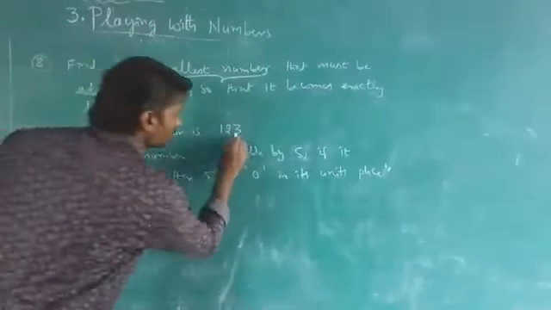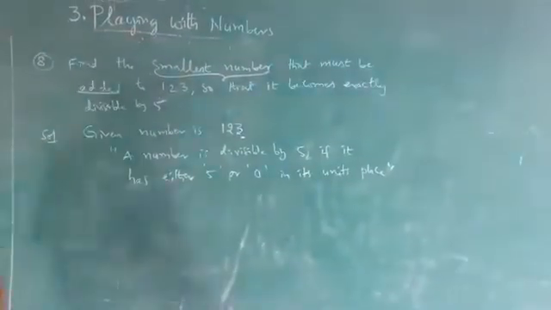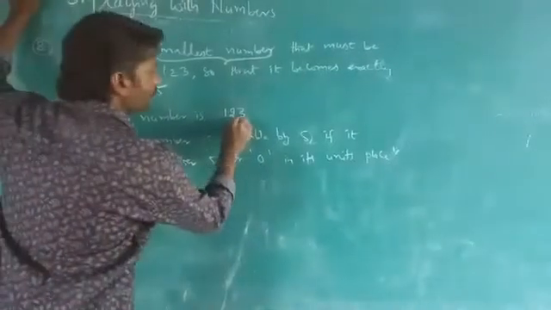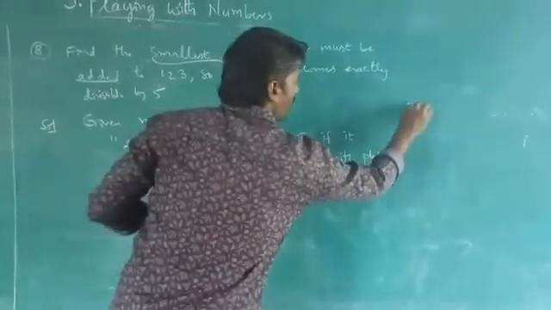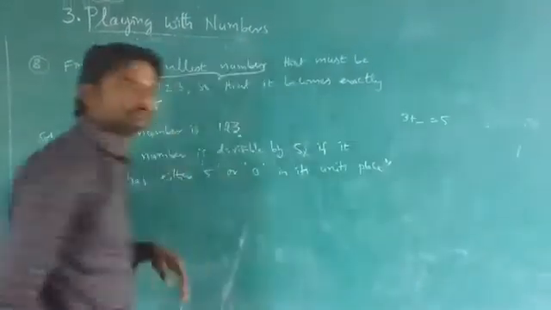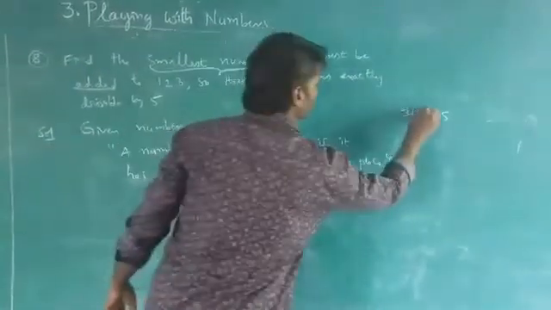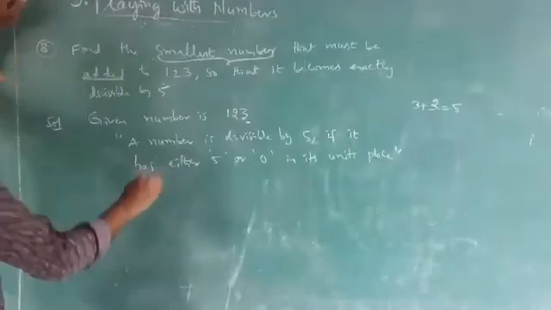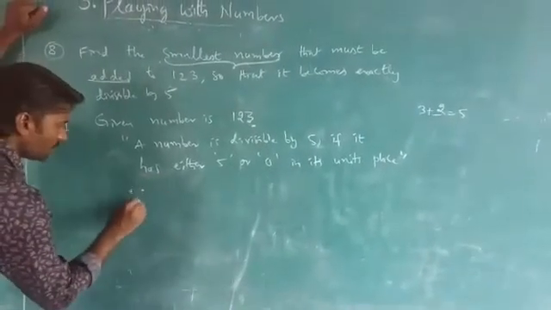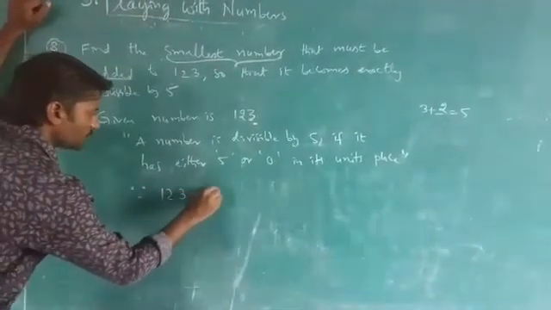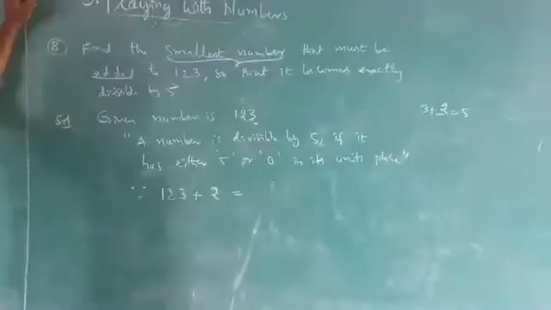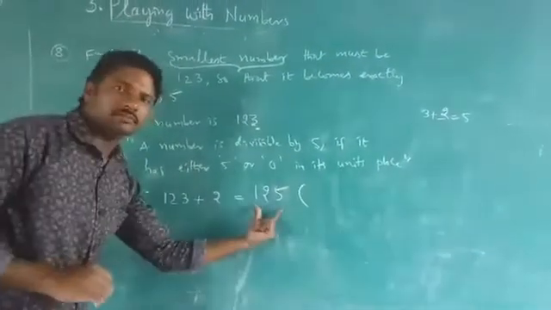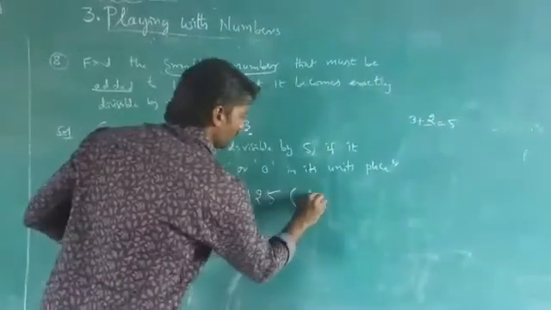What is the last number here? 3. So how will we get 5, children? Very good. 3 is there here. What will we add to get 5? Very good. 2 is the number. So now we have to add. Means 123 plus 2, you add. What will we get? 125. Is it divisible by 5? Yes, divisible by 5.